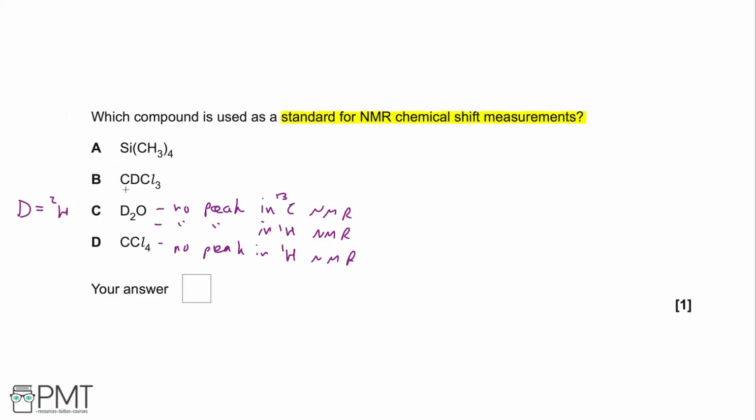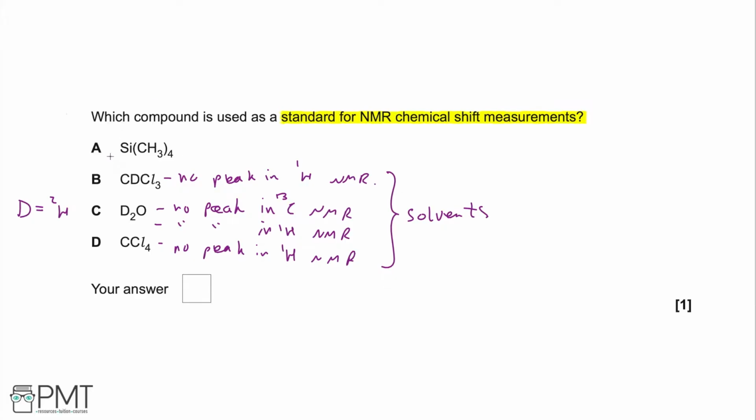Same problem with this. This is deuterated trichloromethane, otherwise known as deuterated chloroform. And this does have a carbon. It has deuterium rather than hydrogen though, so this is going to have no peak in hydrogen NMR. And in reality, all three of these, B, C, and D, are actually good NMR solvents. It's very desirable for a solvent not to have a strong peak in your NMR spectrum. So it's actually good that these don't produce peaks most of the time because we use them as solvents.